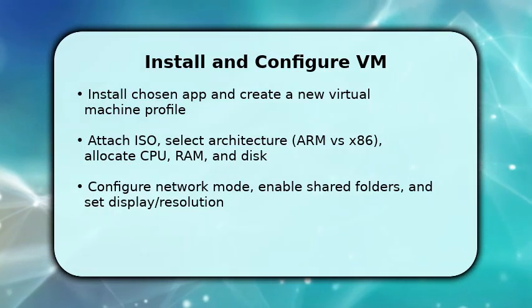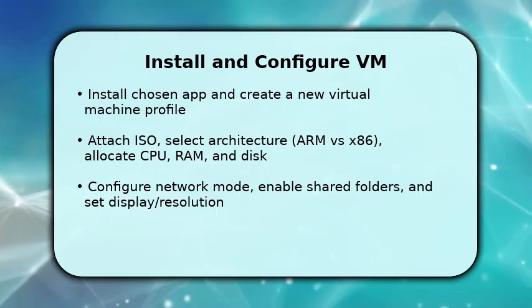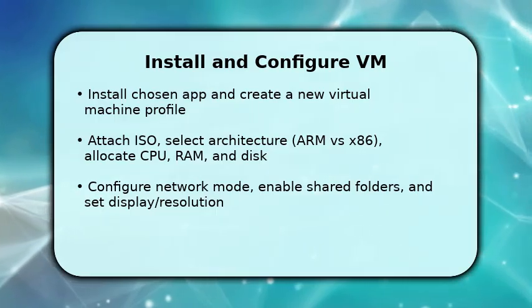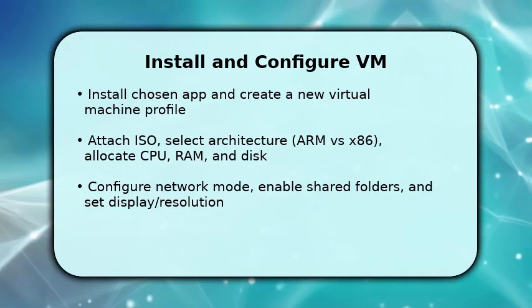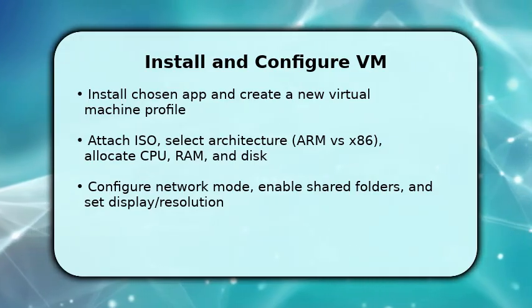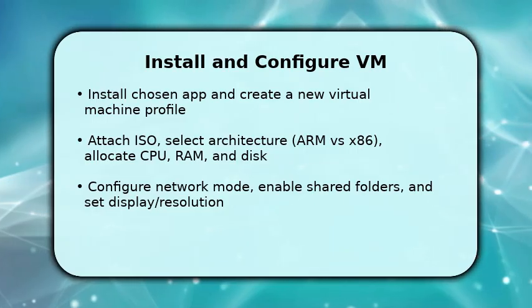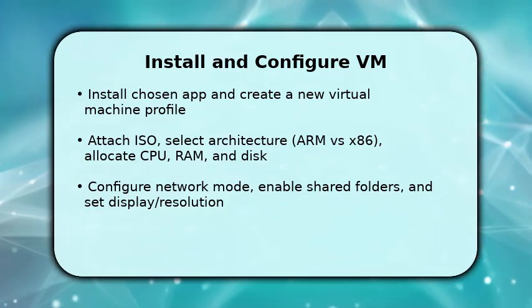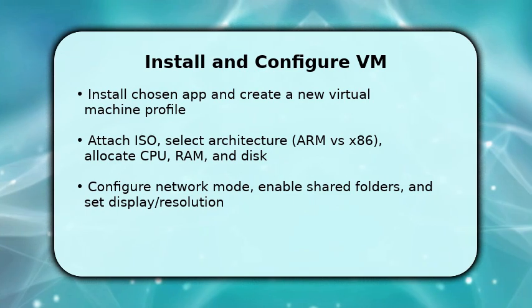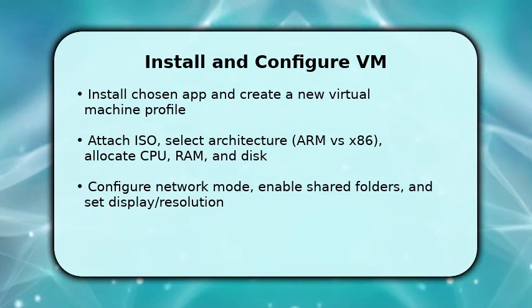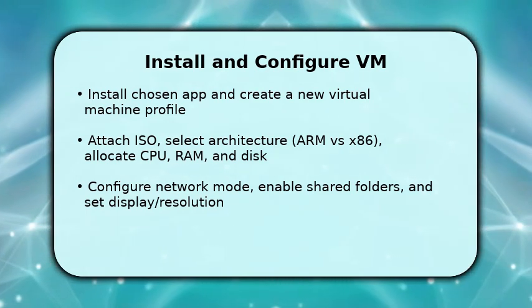Assign 2 or more cores, 4 to 8 GB RAM, and a fixed or dynamically expanding disk. Once configured, set networking to NAT for internet access, enable shared folders if you need file exchange, and pick a sensible display resolution. When ready, start the VM and proceed to OS installation inside the virtual environment.